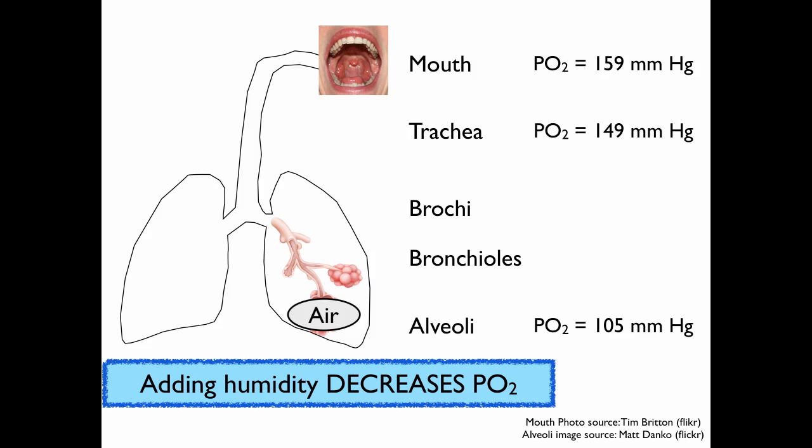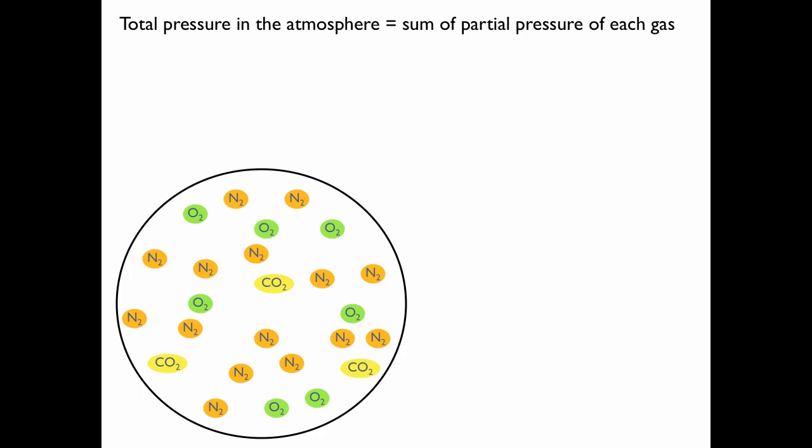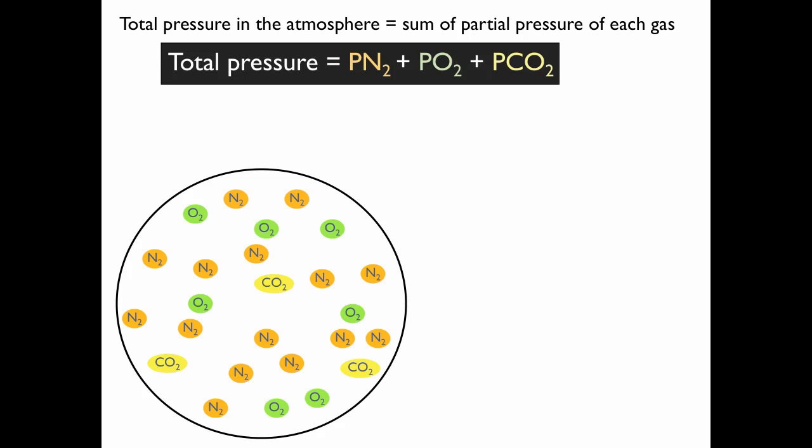We're now going to talk about why this occurs. If we look at a container of gases, like our lungs, which have nitrogen, oxygen, and carbon dioxide, in a previous video I covered that the total pressure in an atmosphere, in the lungs, anywhere, is the sum of the pressures contributed from all the gases. So the sum of the partial pressure of each gas. Therefore, in this container, the total pressure would be equal to the partial pressure of nitrogen plus the partial pressure of oxygen plus the partial pressure of carbon dioxide.